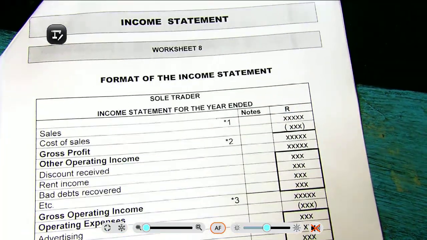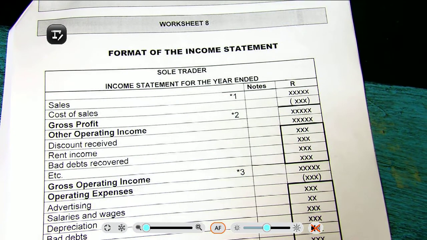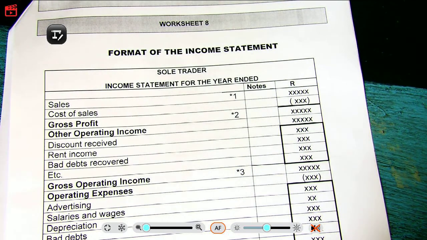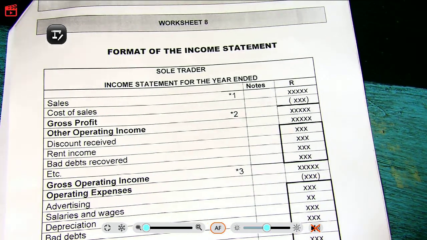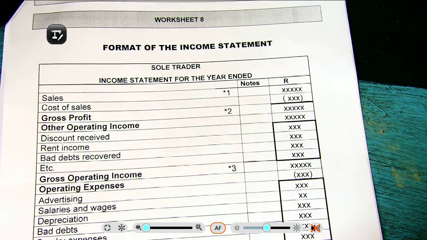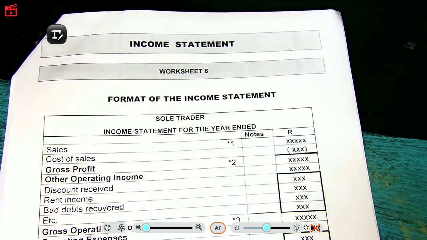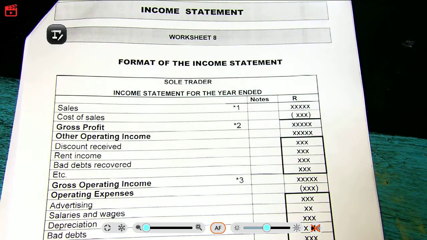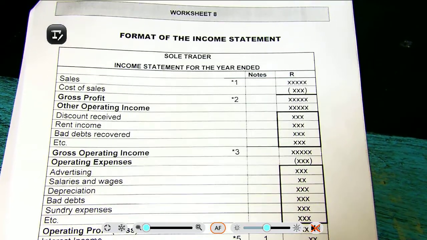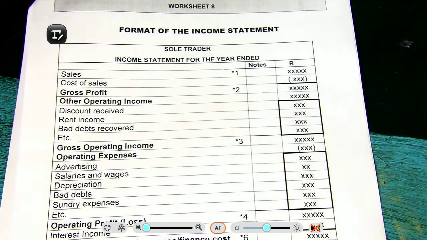Next page, the format of an income statement. Yes, Komotso? I just wanted to say, remember how we were talking about the difference between balance sheet and financial position? I think it's the same thing, because they say the balance sheet shows the financial position of the business. So it's just a change in name. But there must be a reason why it's different. Balance sheet and statement of financial position.